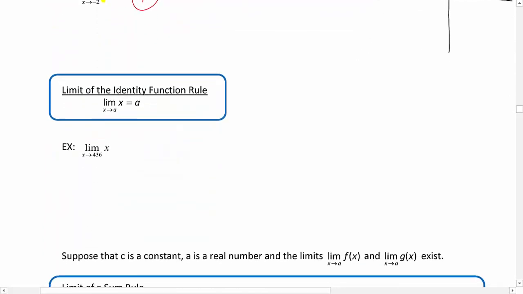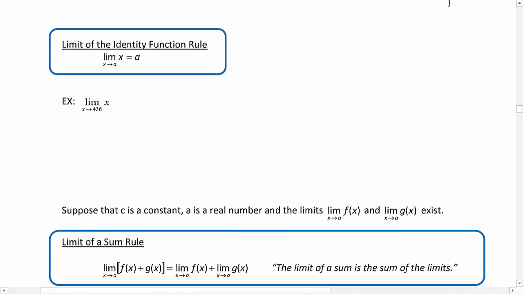Our next rule is the limit of the identity function rule. Our identity function is the function y equals x. This rule says the limit as x approaches a of x will be equal to a. In the identity function, the y value equals the x value, so as we're approaching a particular x value, that y value will be the same. Basically, we're just taking whatever this number is and plugging it in for x.